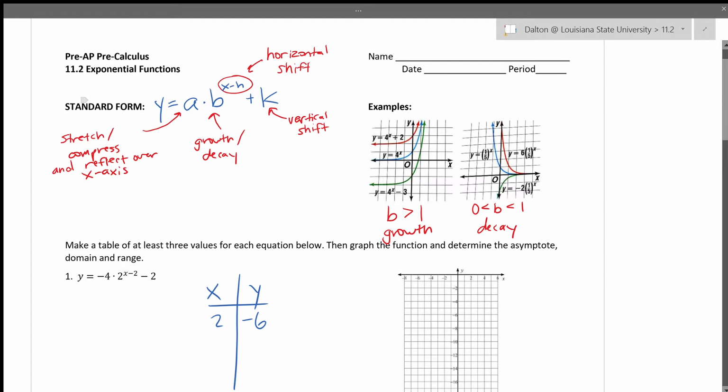But if you plug in like a negative number, so let's plug in negative 2. Then we're going to get, so negative 2 minus 2 is negative 4. What is 2 to the negative 4th power?